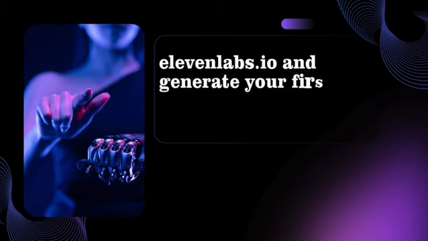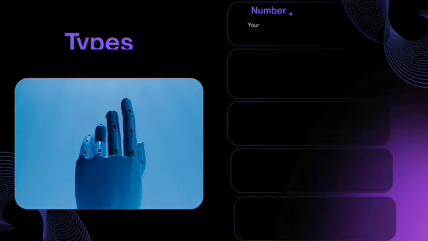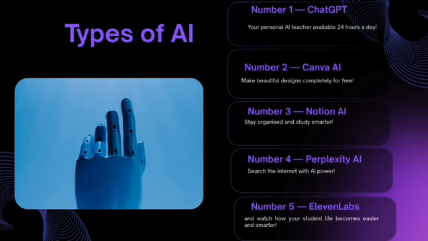So those were the top 5 AI tools for students in 2026. Let me quickly recap. Number 1, ChatGPT, your personal AI teacher available 24 hours a day. Number 2, Canva AI, make beautiful designs completely for free. Number 3, Notion AI, stay organized and study smarter.